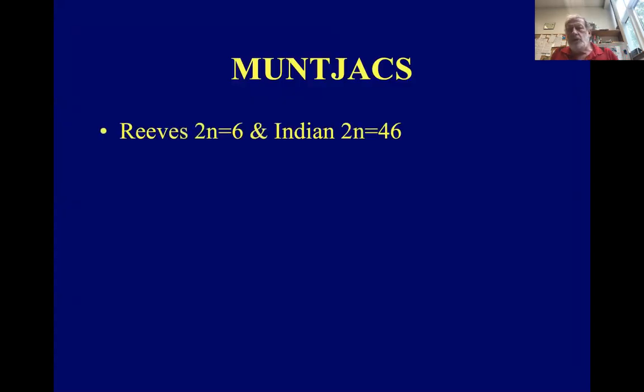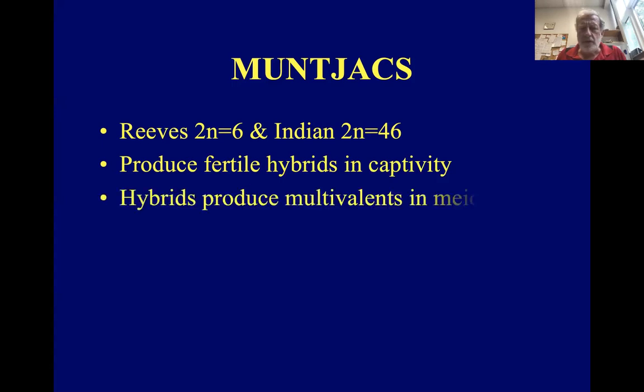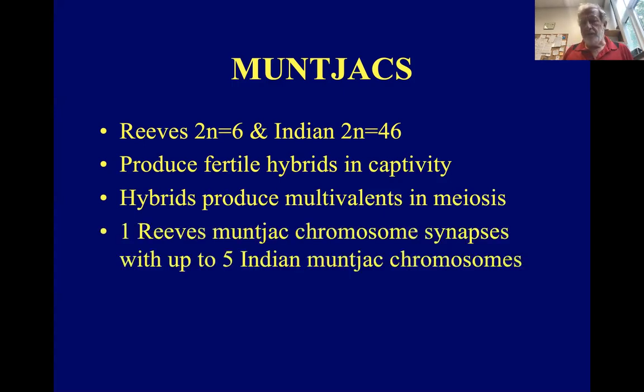So muntjacs are small deer from the old world, referred to as barking deer. Reeves muntjac lives in Asia and has only 6 big chromosomes, where the Indian muntjac, of course, lives in India and has 46 much smaller chromosomes. But interestingly, these guys can hybridize in captivity, and their hybrids can even be fertile. It's crazy when you think about the different numbers of chromosomes they're getting from the parents. But these hybrids produce groups of chromosomes that synapse together in meiosis, called multivalents as opposed to bivalents. So a single Reeves Muntjac chromosome can synapse with up to 5 Indian Muntjac chromosomes.